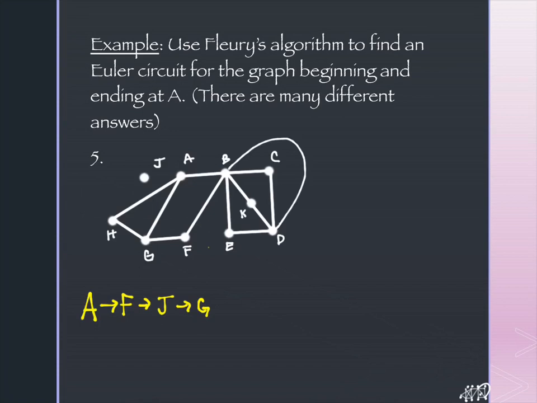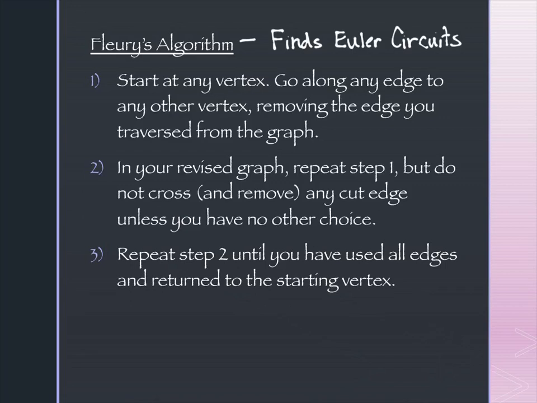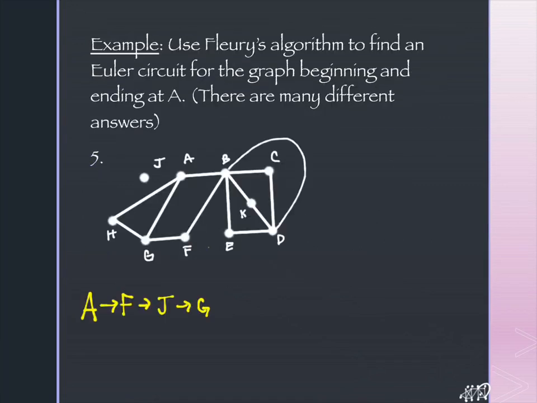Okay, from G, I do have choices. So somebody pick where you'd like to go from G. Notice I did disconnect J now, but I had no choice, right? I'm allowed to do that if there is no other choice. So I'm okay with doing that. After G, where do I need to go? Or where would you like to go? H. Okay, so G to H.